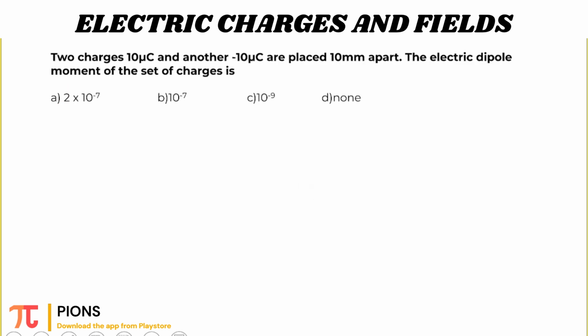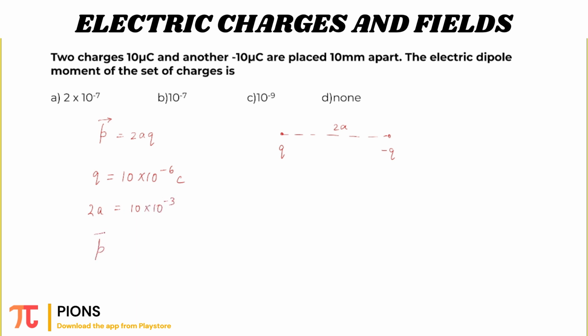So the question says over here, two charges 10 microcoulomb and another minus 10 microcoulomb are placed 10 millimeter apart. The electric dipole moment of the set of charges. Now let me remind you, the formula for electric dipole moment is P equals 2aq. And let me give you a small idea again, that it is q over here and minus q over here, and the separation itself we take as 2a. So q here is 10 microcoulomb, so we can make it 10 into 10 to the power minus 6. And the separation 2a, be careful, a very common mistake students make: 2a itself is 10 millimeter, don't multiply it with 2 again.